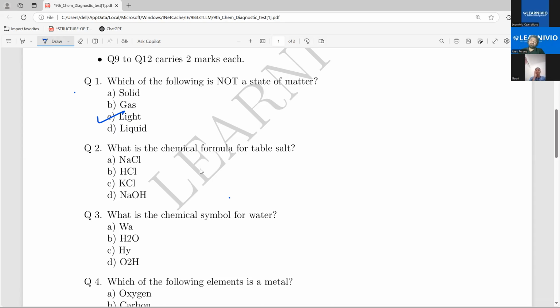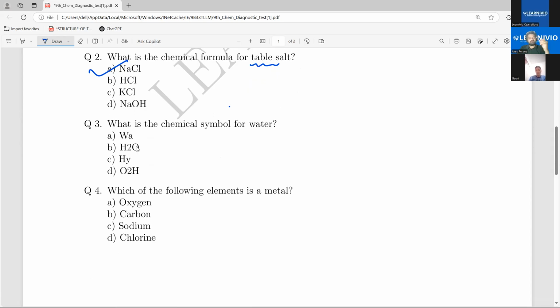What is the chemical formula for table salt? Table salt, that we use in our home. I'm not sure. Is it NaCl? Why did you predict that? Have you heard about it somewhere? Yes, sir, in my previous class I have heard of NaCl. Yes, it is.